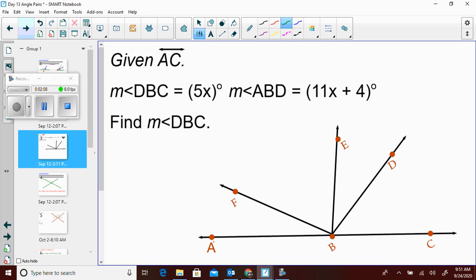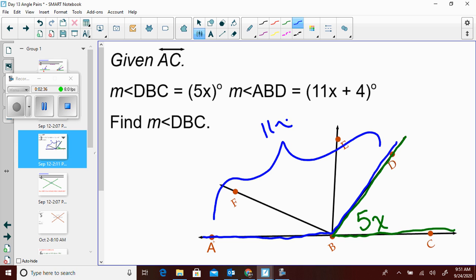So let's look at this problem here. You're given line AC. Okay? Typically you won't be given this, you'll just see that it is a line. It'll be easy to see. You see that the measure of angle DBC is 5x. The measure of angle ABD, so this whole angle here, is 11x plus 4. So as we see, this blue and this green are a linear pair.